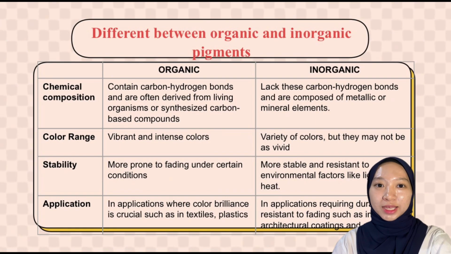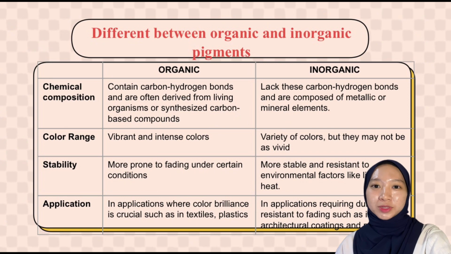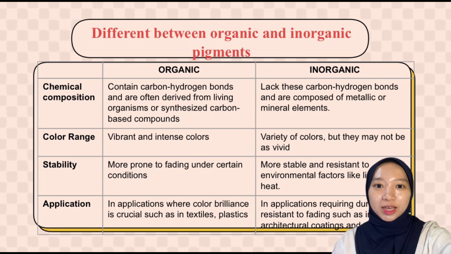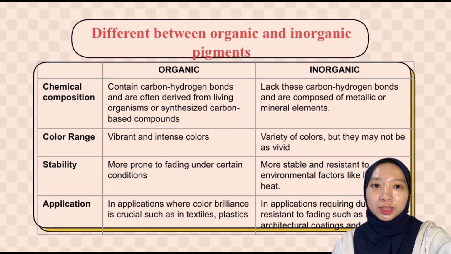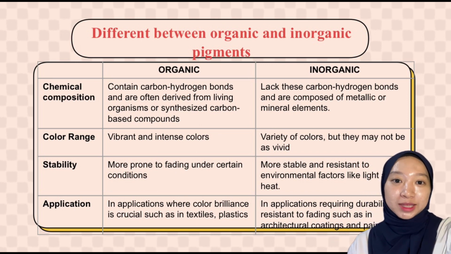Difference between organic and inorganic pigments. First is chemical composition. Organic pigments contain carbon-hydrogen bonds and are often derived from living organisms or synthesized carbon-based compounds. Inorganic pigments lack these carbon-hydrogen bonds and are composed of metallic or mineral elements. For color range, organic pigments have vibrant and intense color, while inorganic pigments have a variety of colors, but they may not be as vivid.